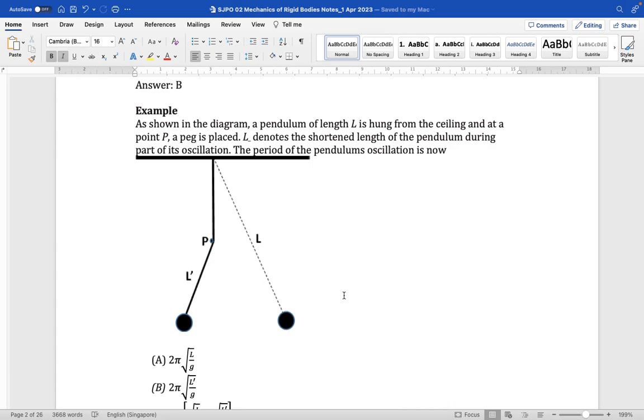Let us look at another example. This diagram shows a pendulum that is swinging freely. However, there is a peg placed at this position, which means that at some point, the pendulum will hit upon this peg and this point P becomes a new position for the oscillations to occur. You want to find out the period of the pendulum.